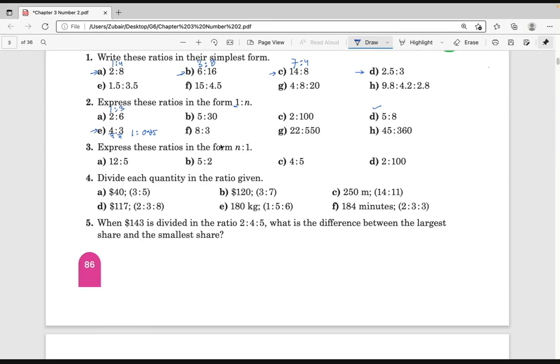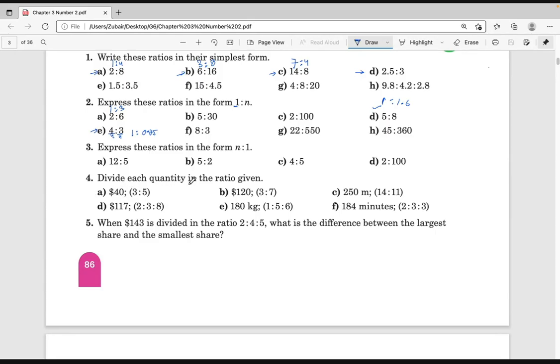Sir, 1 and 1.6. 1:1.6. Correct. Okay. I'm skipping question number three. We just divide with the second number and get ratio one.